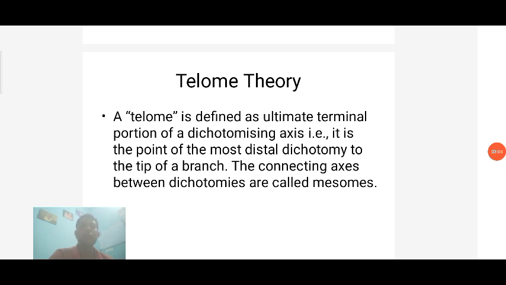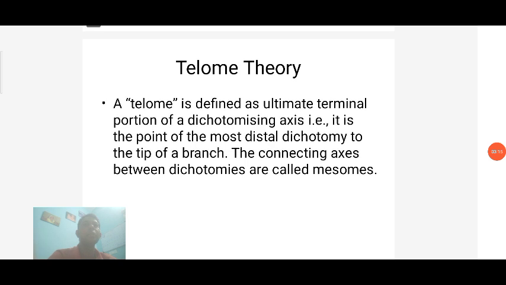Now what is overtopping? In this process, one of the two dichotomously branched parts of the primitive axis produced by the apical meristem outgrows or overgrows the other. The larger axis thus produced becomes the stem. That we call overtopping.